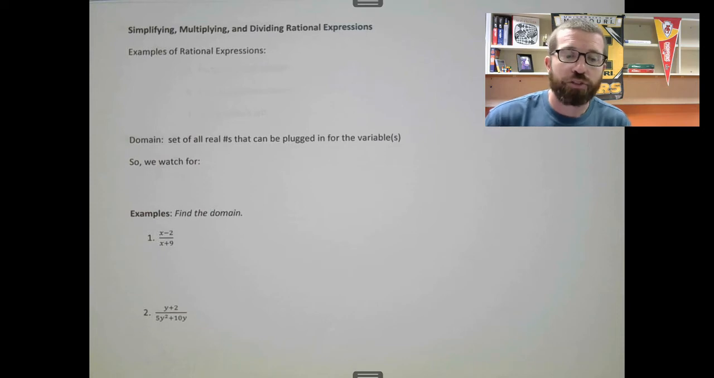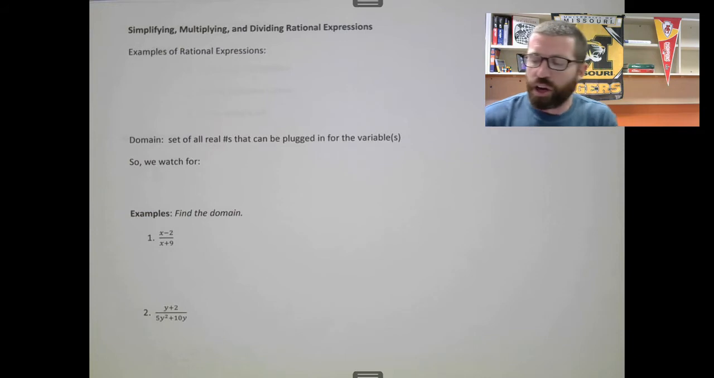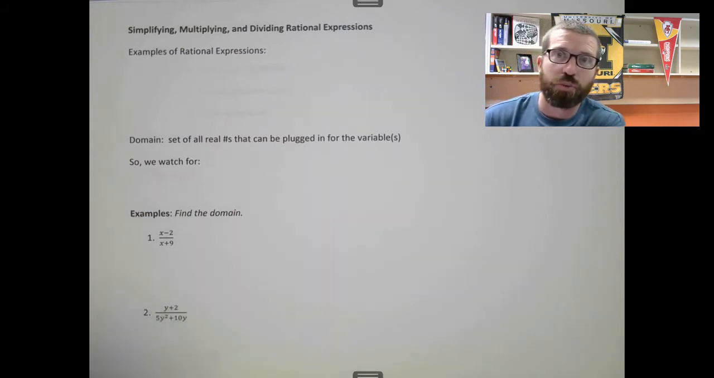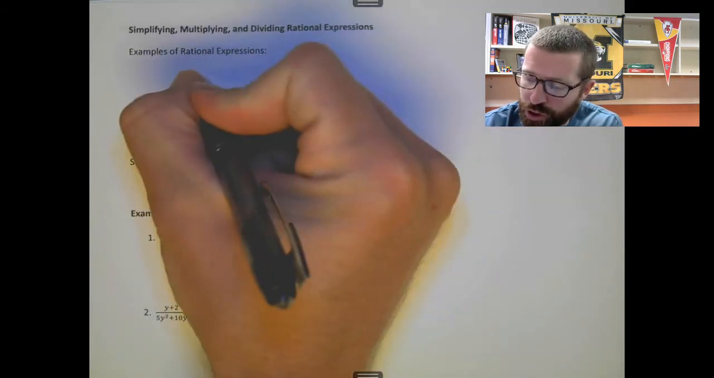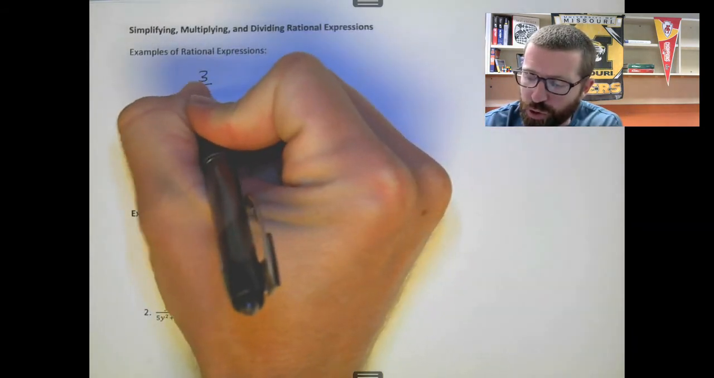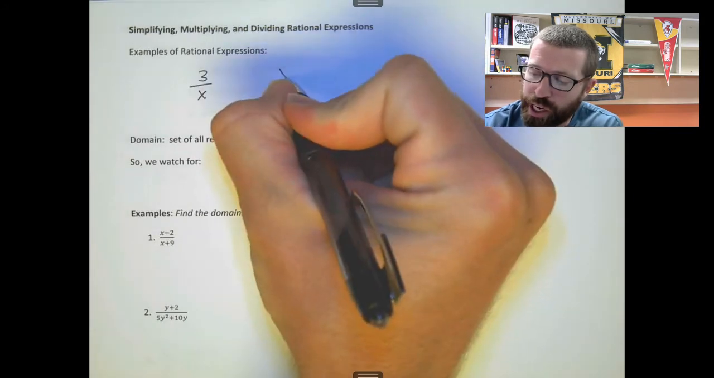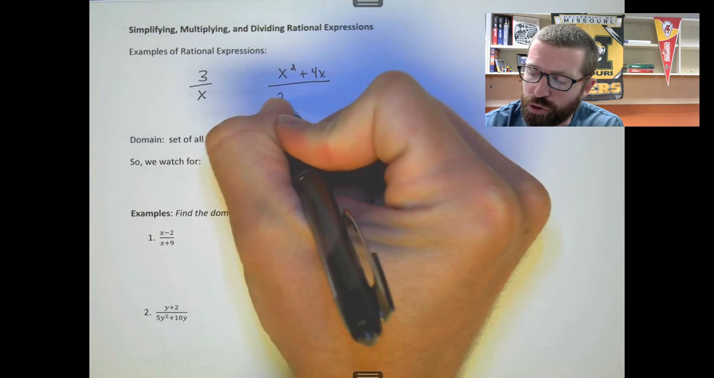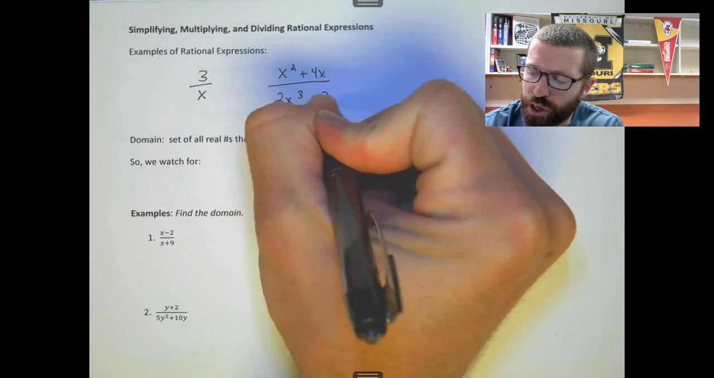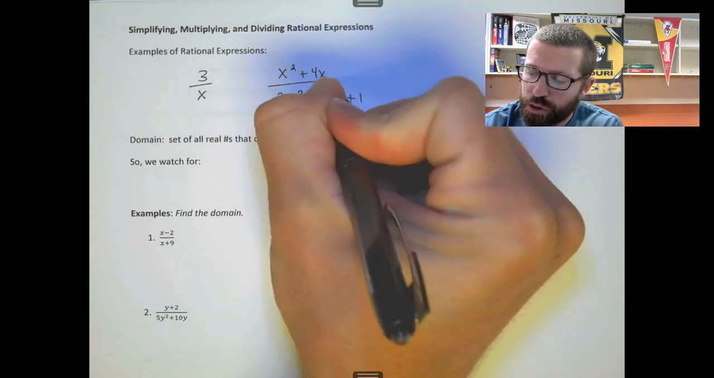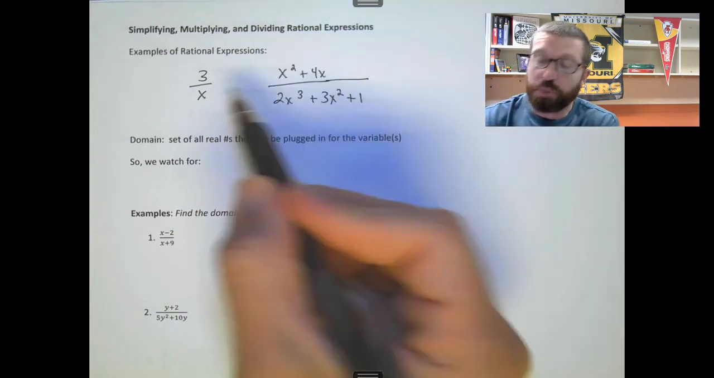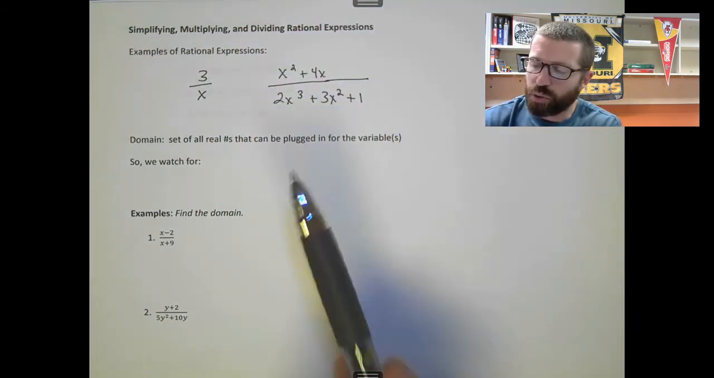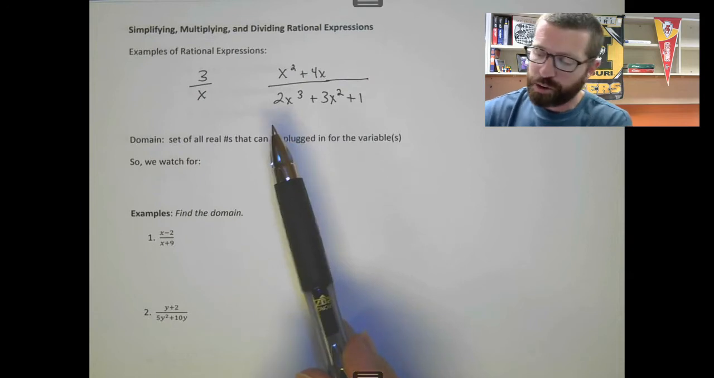In this video, we're going to look at simplifying, multiplying, and dividing rational expressions. So first, what is a rational expression? Well, it's just two polynomials divided by each other. So it could look something like 3 over x. It could look more complicated. It could be like x squared plus 4x over 2x cubed minus 3x squared plus 1. So both of these are examples of rational expressions. Really what you're looking for is a variable in the denominator.